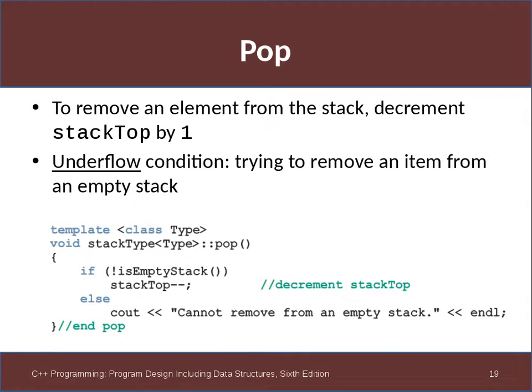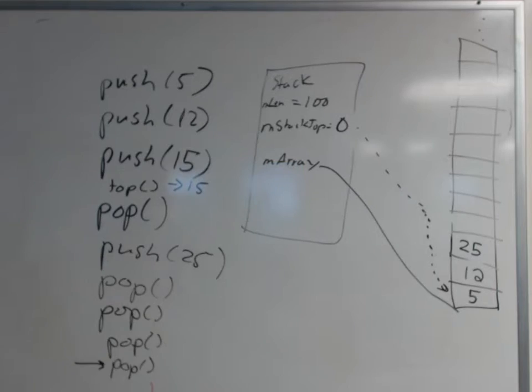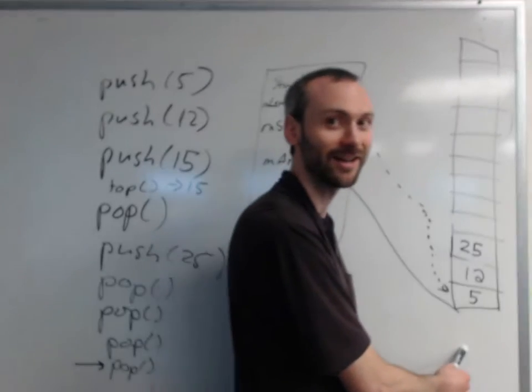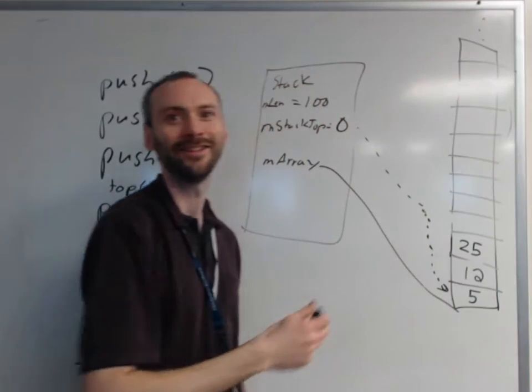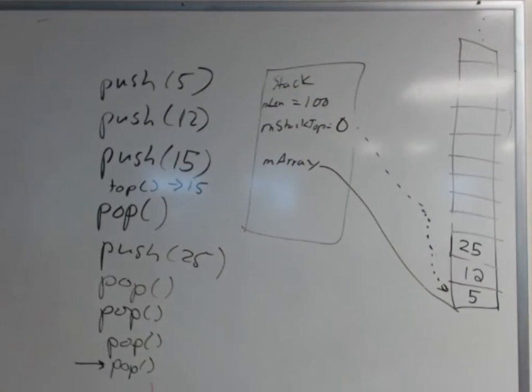All right, let's see. Pop. If it's not empty, you decrement stack top. Otherwise, you cout that we can't remove from an empty stack, and we just keep going because we actually don't care. That's called underflow. So underflow happens when you run under the stack. Overflow occurs when you go past or over the stack. Don't worry, it'll get even more confusing.